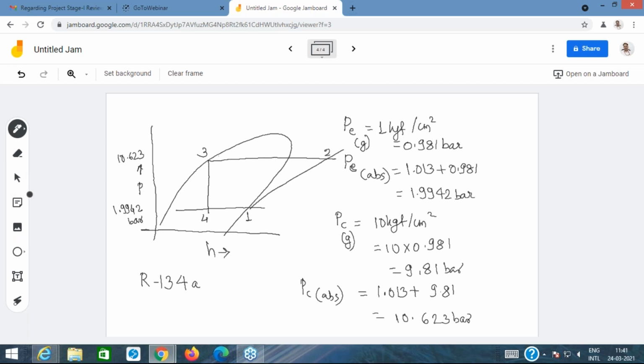So how do you get point 1? It is the intersection of this 1.9942 line with the saturation curve, the G line. This is called the G line.